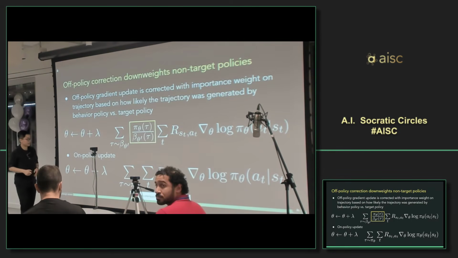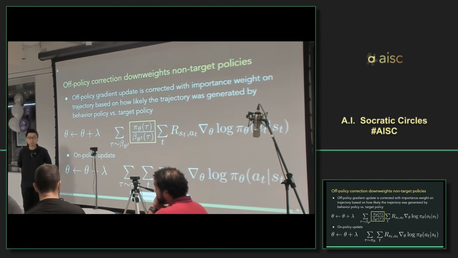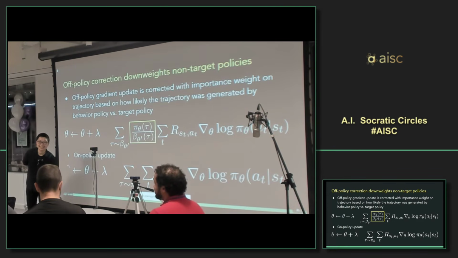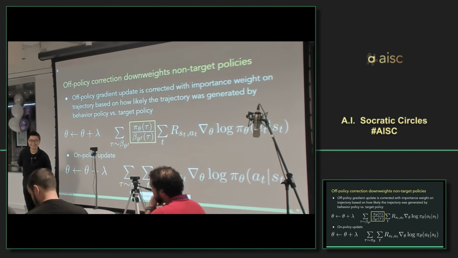Ask a question from online. They're saying, considering that user behavior is constantly changing and the video repo is constantly updated, is an on-policy update a better approach than off-policy? Sorry, what was the last thing? Given that things are changing, is an on-policy update a better approach than off-policy?